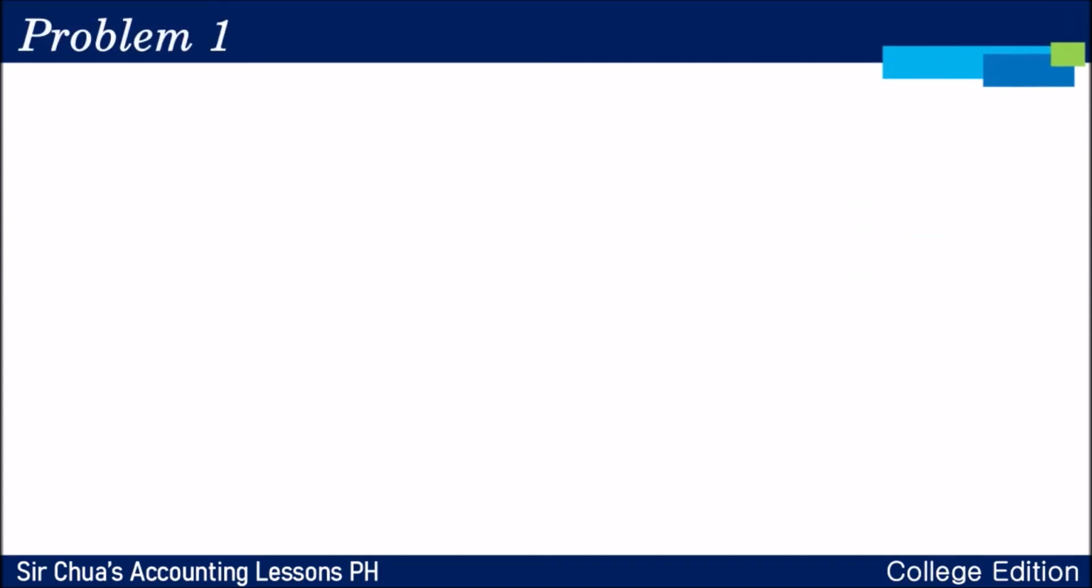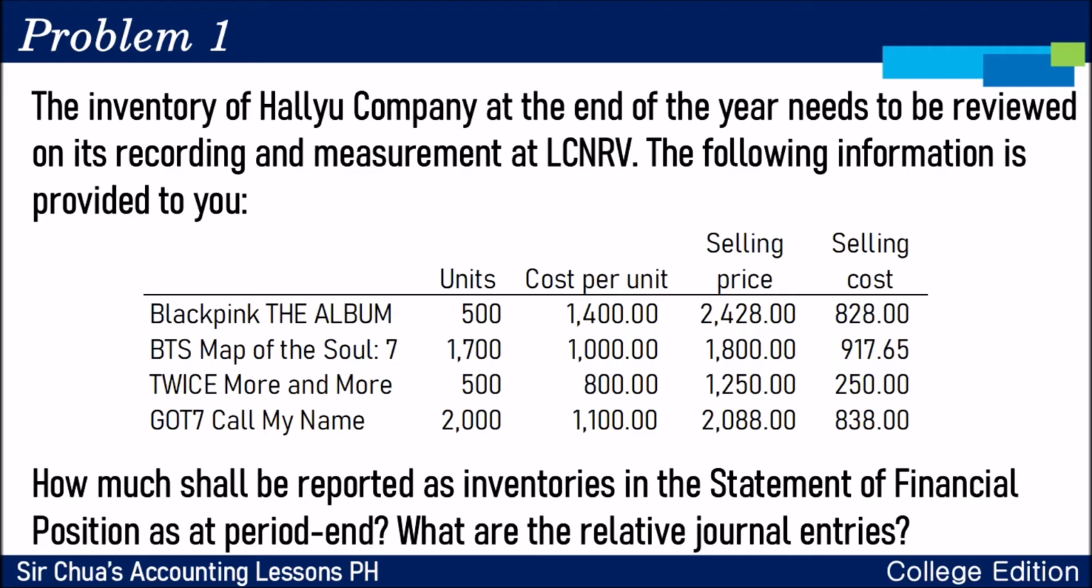Okay, so for this problem, the inventory of Hallyu Company at the end of the year needs to be reviewed on its recording and measurement at LCNRV. The following information is provided to you. So we have, so as you can see, the company is selling K-pop merchandise. Specifically, these are albums. So we have Blackpink the album, BTS Map of the Soul 7, Twice More and More, and GOT7 Call My Name.